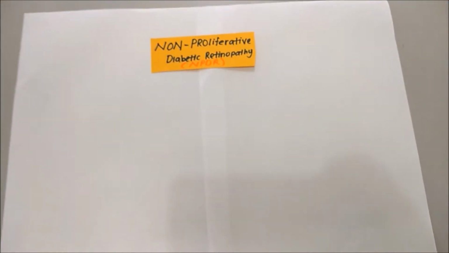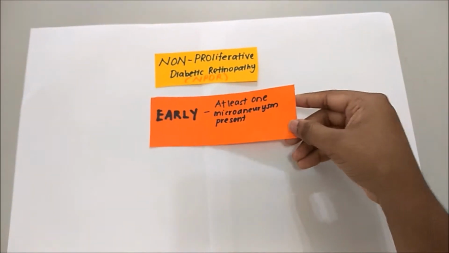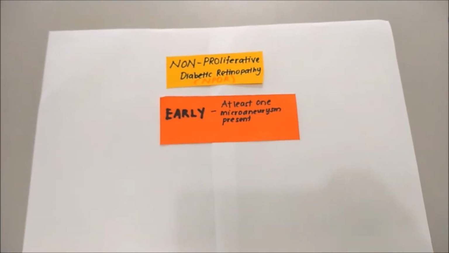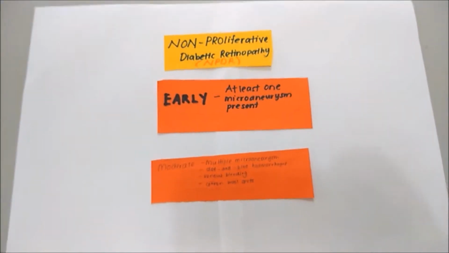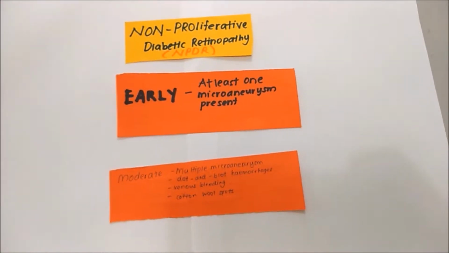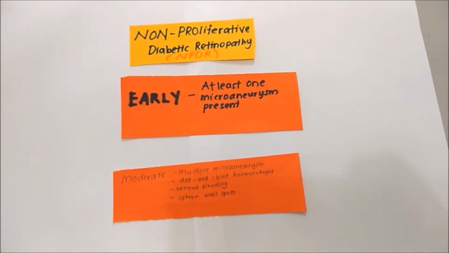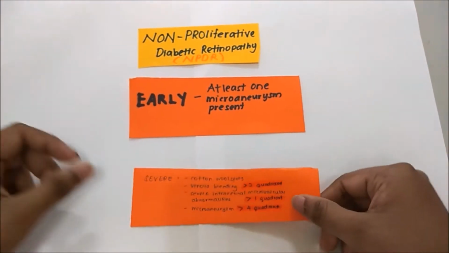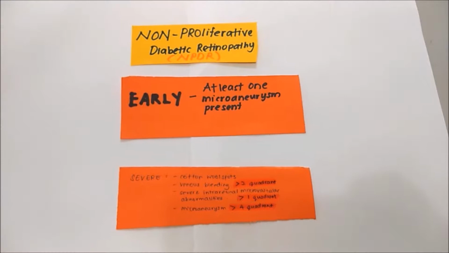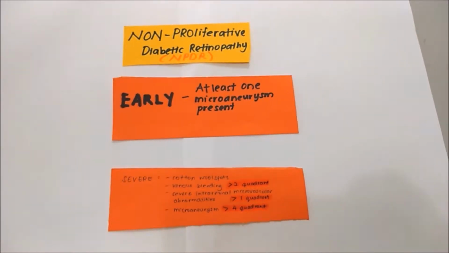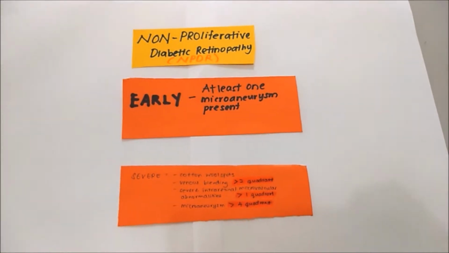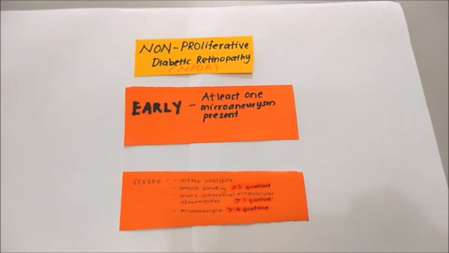Okay, so NPDR has 3 stages. At the early stage, at least one microaneurysm is present. In the moderate stage, there are multiple microaneurysms, dot and blot hemorrhages, venous bleeding, and cotton wool spots. At the severe stage, cotton wool spots are present, venous bleeding is in more than 2 quadrants, severe intraretinal microvascular abnormalities are in at least 1 quadrant, and microaneurysms are all over the fundus, which is all 4 quadrants.